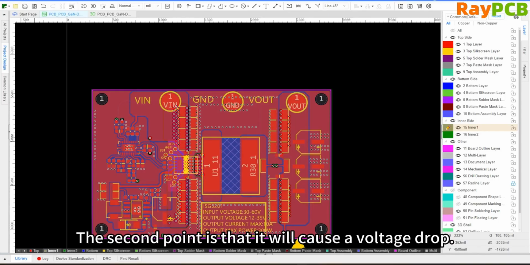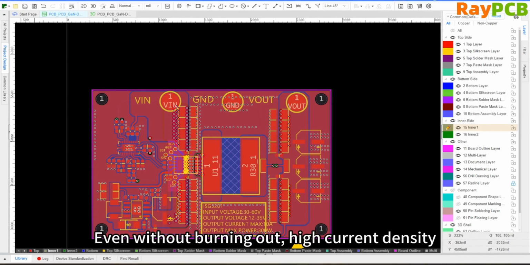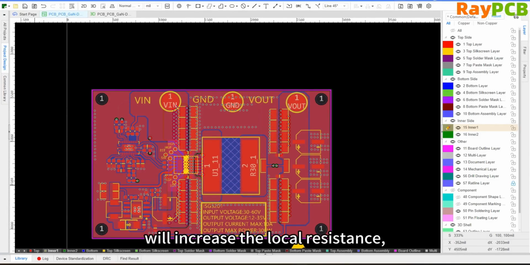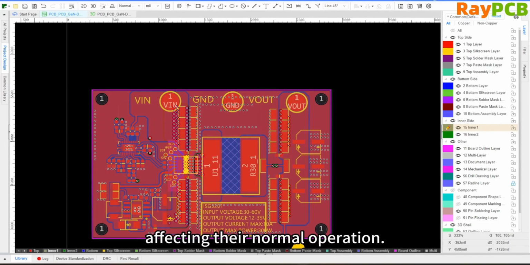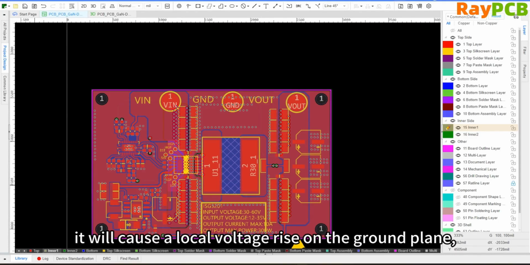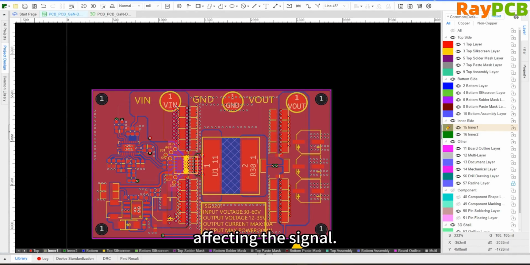The second issue is voltage drop. Even if there is no burning, high current density will increase the local resistance, resulting in a voltage drop. This causes the voltage received by components to be lower than their rated value, affecting their normal operation. For example, if the return path for large currents is too narrow, it can cause a local voltage rise on the ground plane, which affects the signal reference.